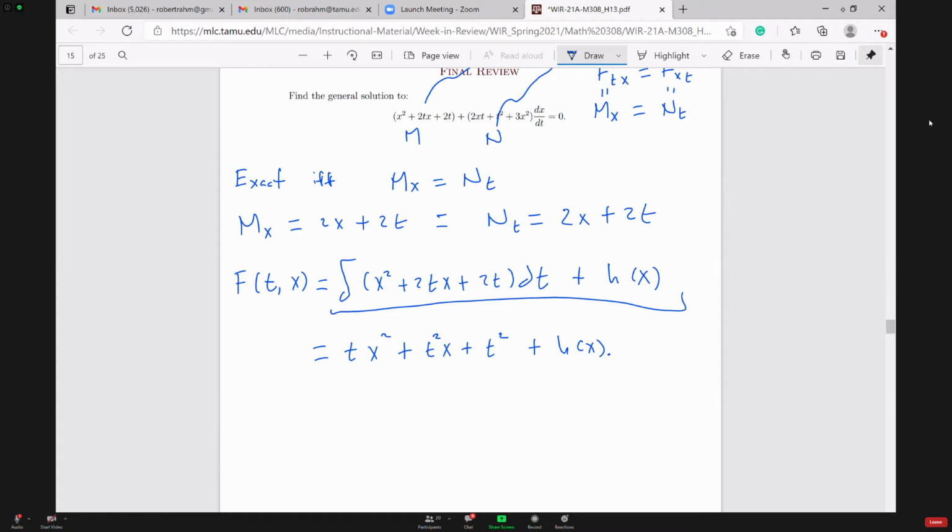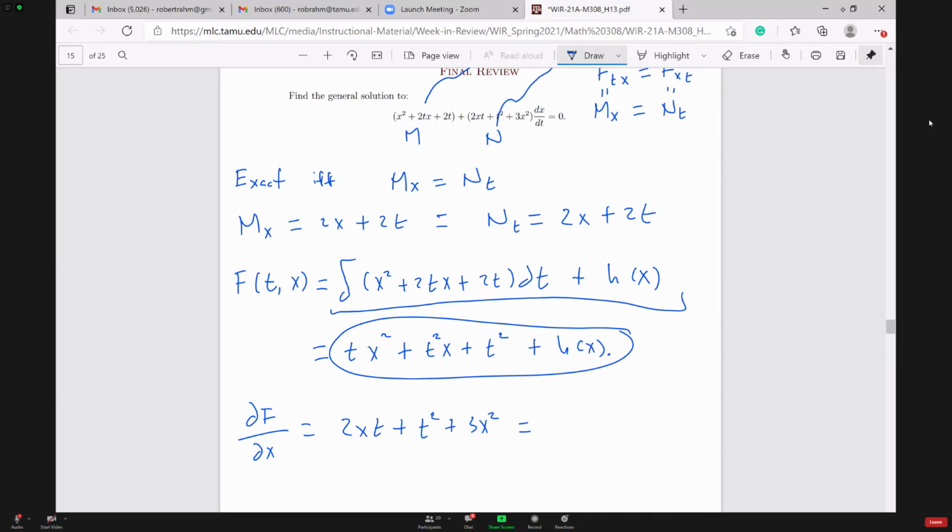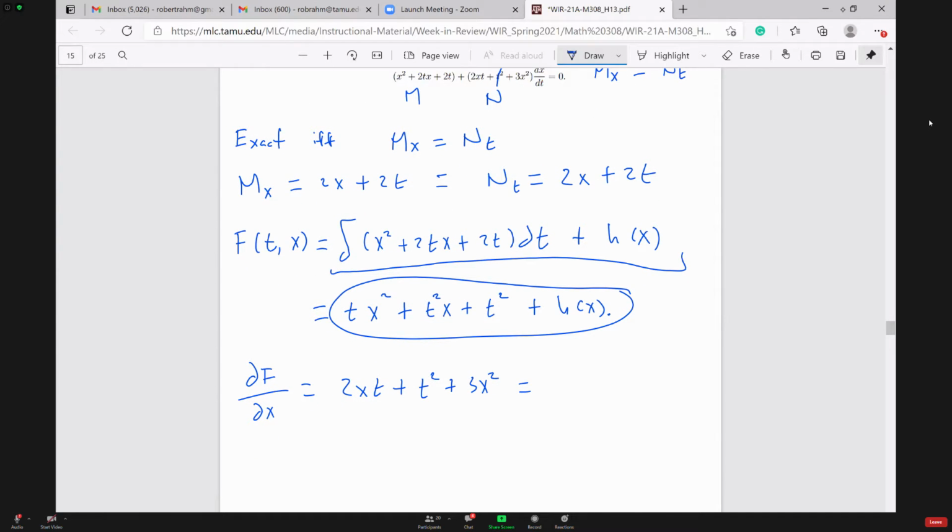Take the partial derivative of f with respect to x. Yeah, so I know that n is equal to the partial derivative of f with respect to x. So the partial derivative of f with respect to x is equal to n. That's 2xt plus t squared plus 3x squared. Okay, but I also know this is f, that thing that I just circled as f. So if I take the derivative of that with respect to x, that's another way to find the derivative of f with respect to x. So if I take the derivative of that with respect to x, it is equal to this other form that I have for the partial derivative of f with respect to x.